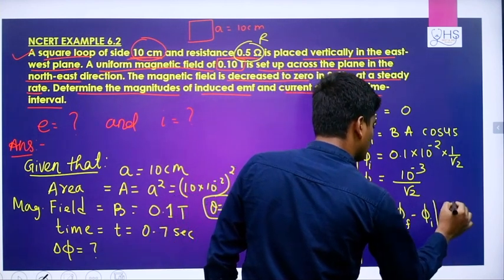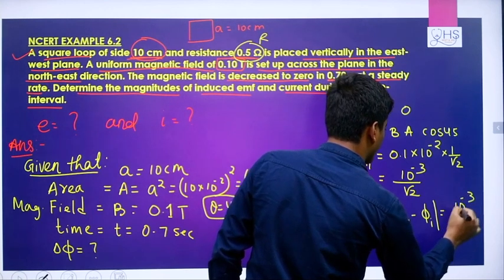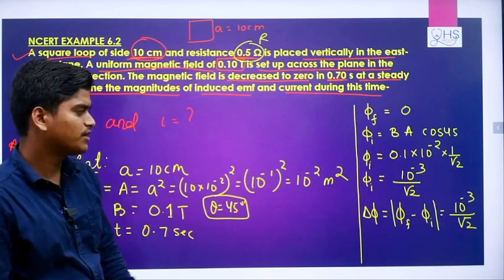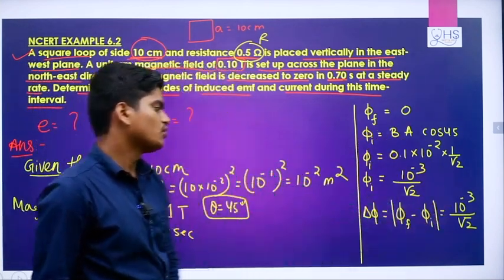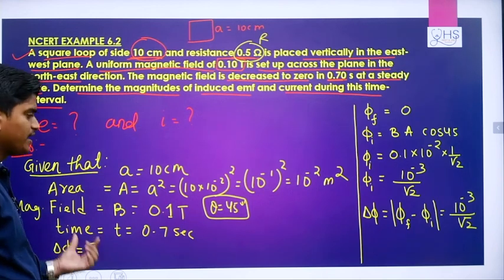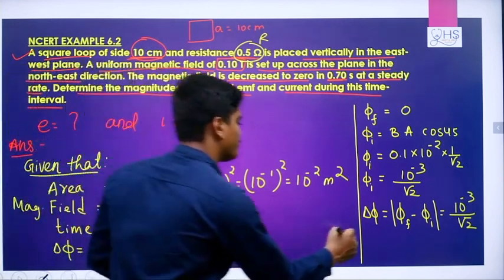Okay, so now it will come as basically how much? 10 to the power minus 3 by root 2. That is my 1 by cos 45, which is 1 by root 2. So it is coming 10 to the power minus 3 by root 2. So after finding change in flux, now you find the induced EMF.